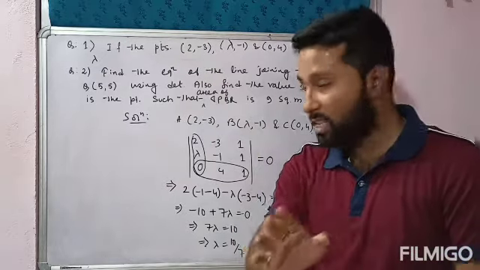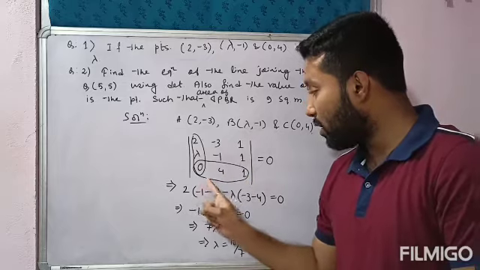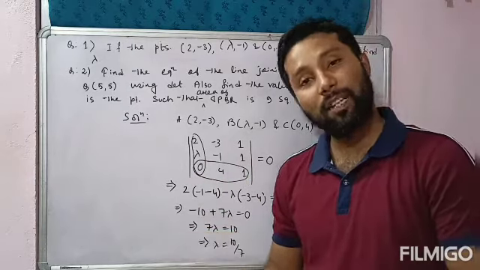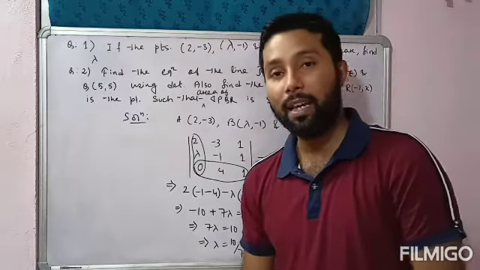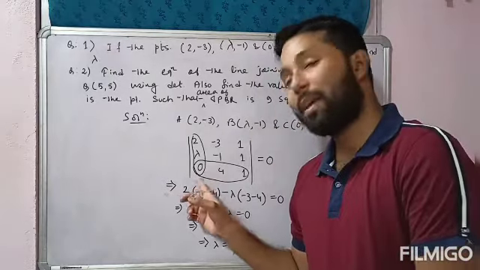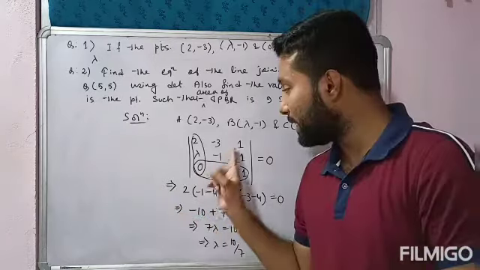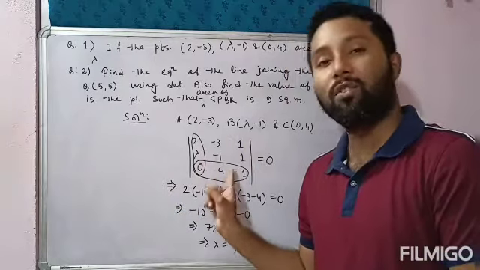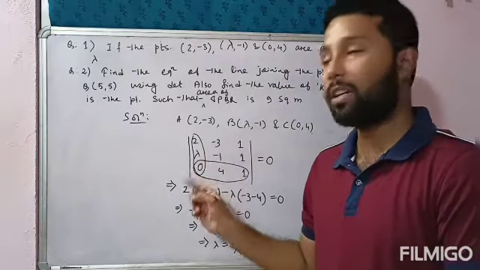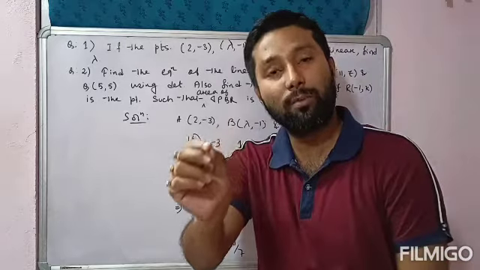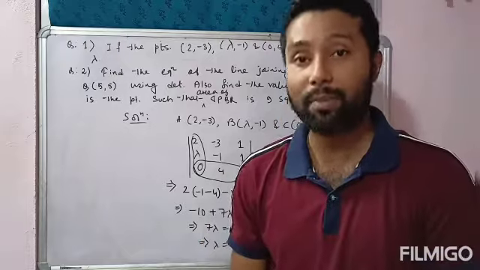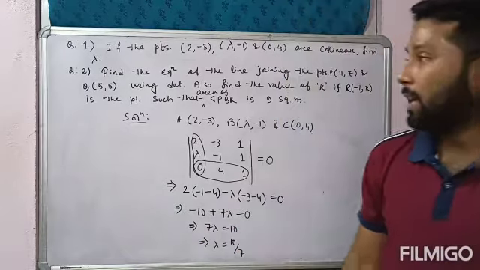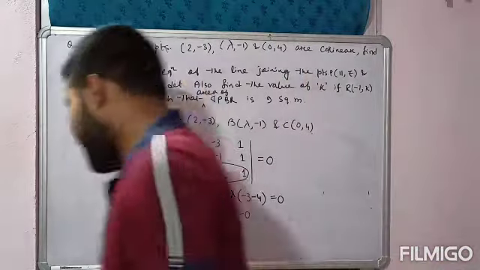If you want to expand this determinant along the third row, you can, and you will get the same value 10 by 7. It is not necessary to expand only along the zero. You can expand along the first row or first column, second row, second column, third row, or third column. Any row or column gives the same result, as I discussed in the last class. Okay, now the second question.